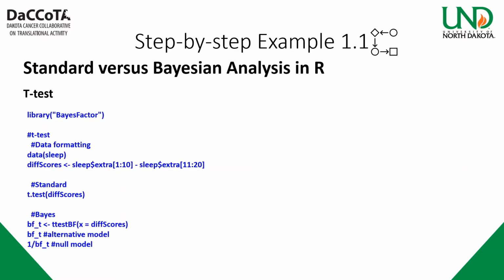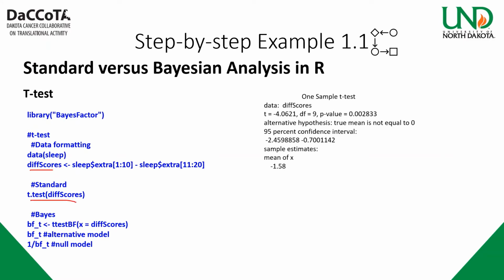First, we're going to load in BayesFactor. You'll need to install this first if you haven't already. We're going to use diff scores, the difference between one set of sleep and another set of sleep. This is like a paired t-test. We start with a t-test of diff scores, which is essentially also a one-sample t-test of whether the difference is different from 0. What we find here is the test statistic is -4 and the p-value is significant, which means this difference in scores, which is -1.5, was significantly different from 0.